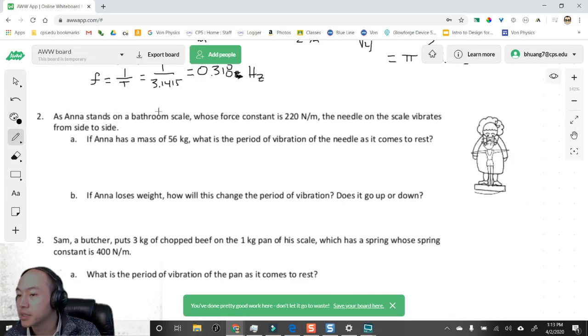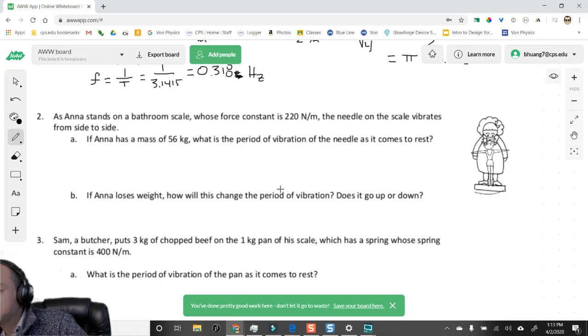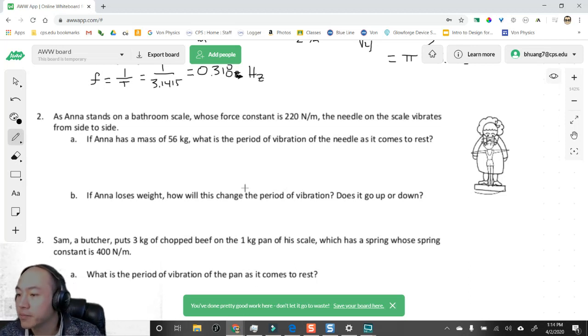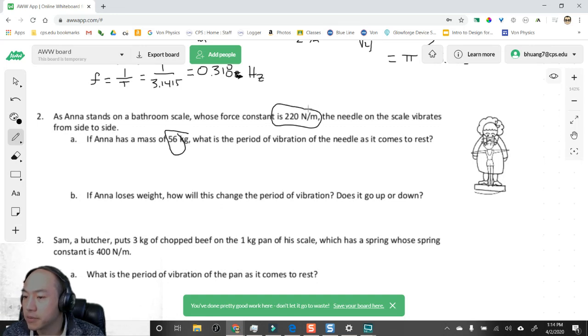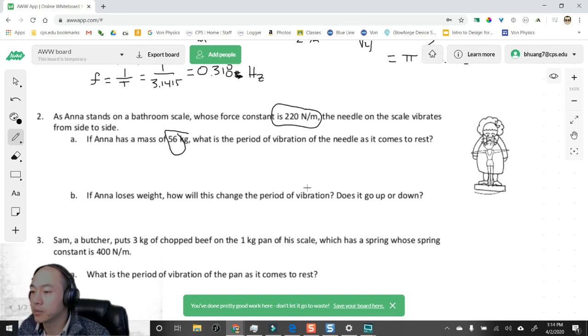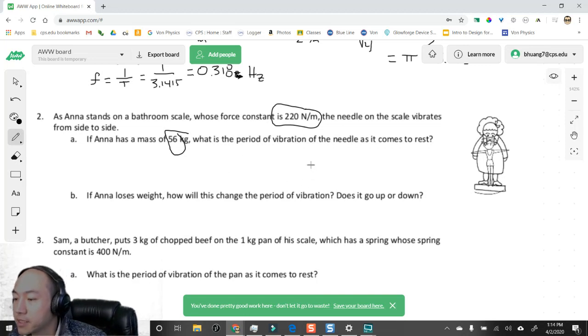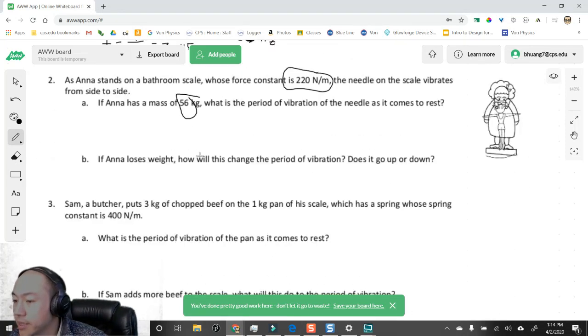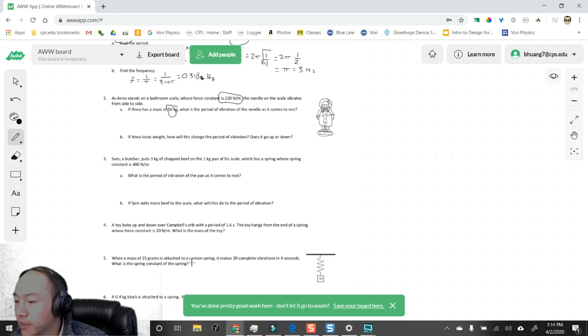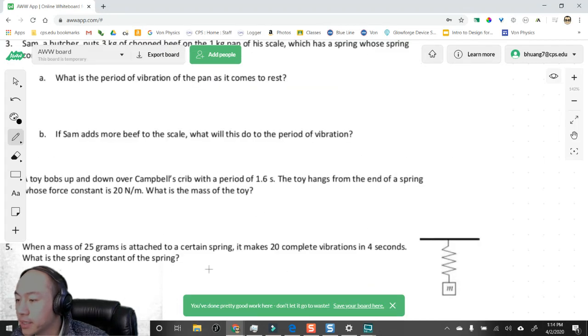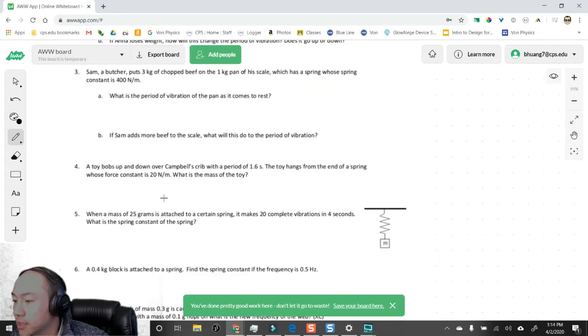The second problem is the same thing. I won't do this one, but it's basically the same equation. We're given the mass here, and we're given the spring constant here, and we want to know the period of oscillation. Problem 3 is the same problem as well. If you have any problems with those, just send me an email, and I will help out with those.